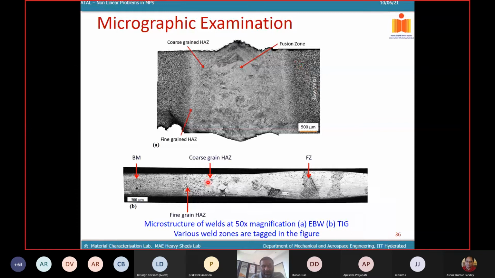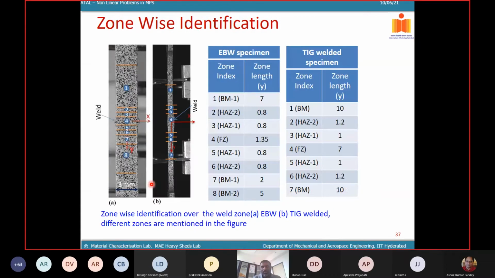This is for a thin sample. You can see this is the fusion zone at the center. This is a coarse grain HAZ, fine grain HAZ, and this is the base metal. This is how you identify the different zones, and then we locate them on both sides of the specimen, on the top and the bottom, because we assume it to be symmetric about the center of the weld.